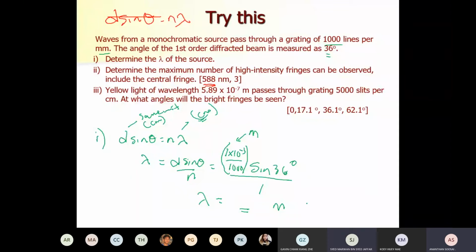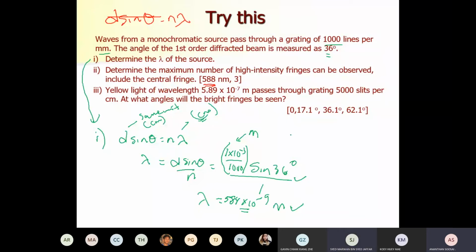Okay, so you get meter. You should get 588 times 10 power -9 meter. Then you get 588 nanometer. So everyone getting this answer? I hope this is the working you are adapting. Okay, that should be number 1. Make sure the units are the same.